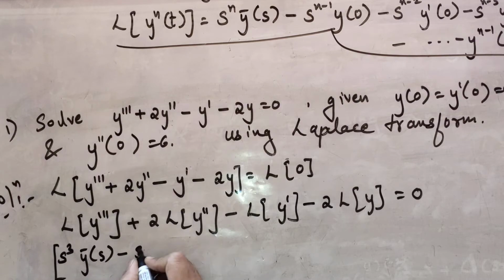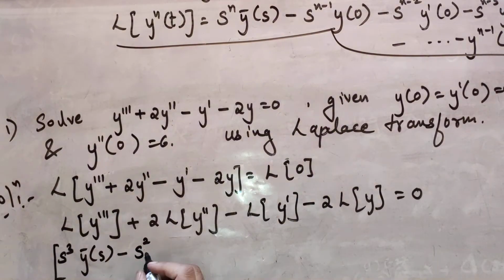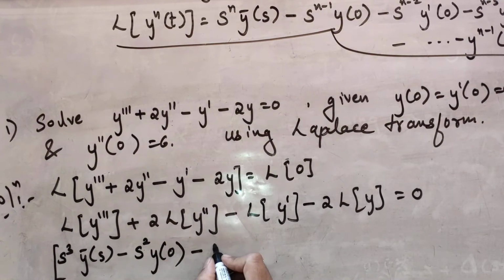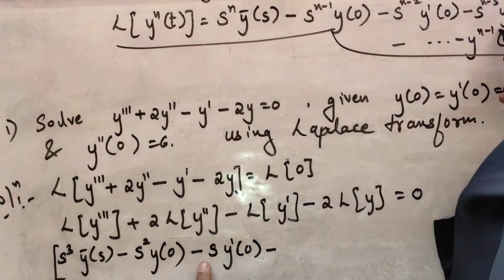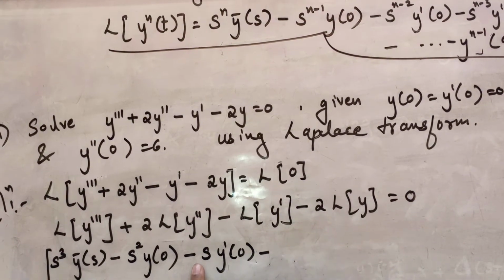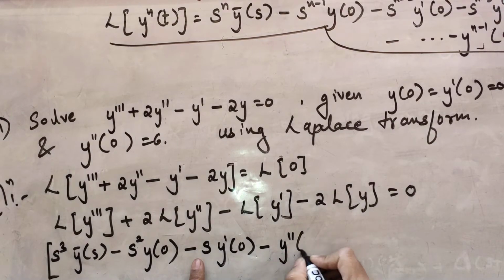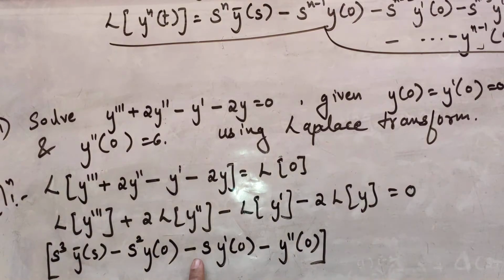Minus s square. The second term is s to the power n minus 1, so it becomes s square y of 0. Minus s, it will be now, because n minus 2 becomes s, because n equals 3 here, y dash of 0. Minus s to the power 3 minus 3 this time. Just see, 3 minus 3 turns 0, so s to the power 0 is 1. So you will have y double dash of 0 simply. And further there are no terms because there is no s at all. You stop it here. This is the expansion for the Laplace transform of y triple dash.